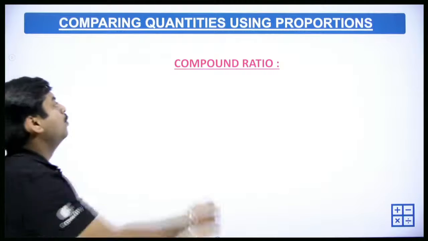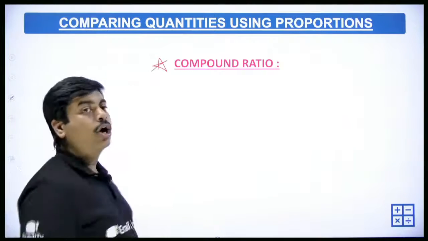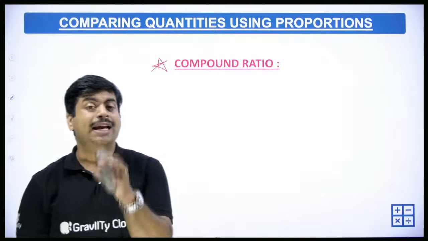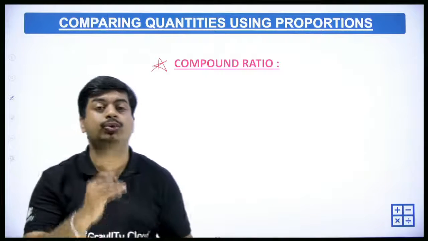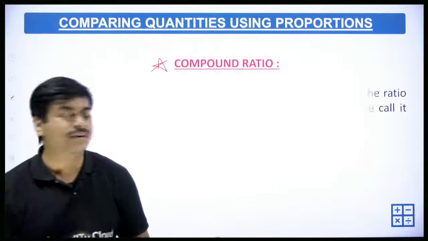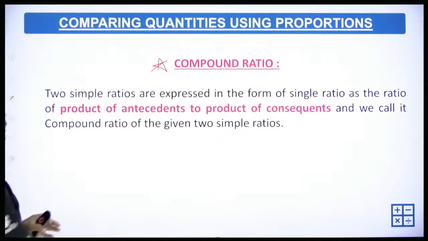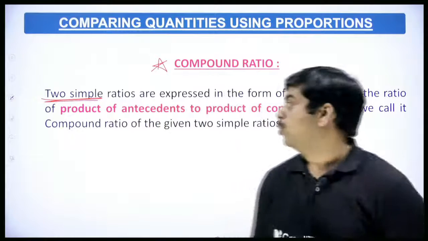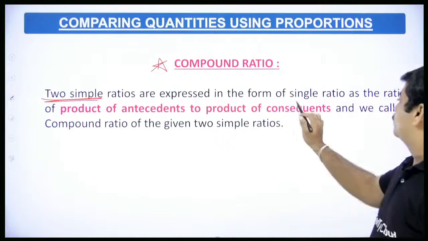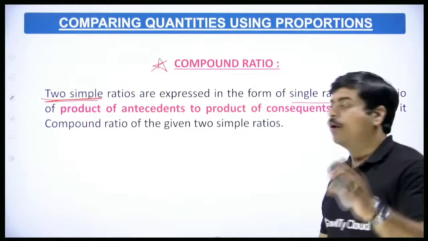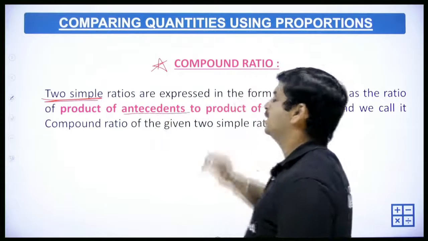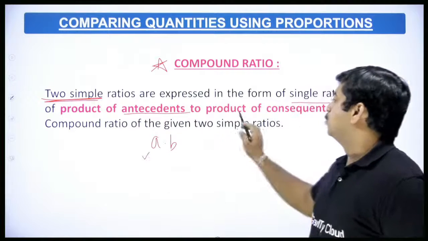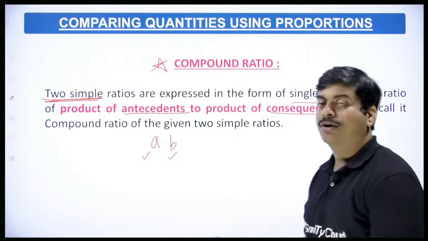The next one. Now the next important thing is the compound ratio. We discussed what a ratio is, but not what a compound ratio is. When we're discussing compound ratio, we have two different ratios. Two simple ratios are expressed in the form of a single ratio as the ratio of the product of antecedents, that means the very first value, if you have A is to B, A is the antecedent, to the product of consequents. The next part is the consequent.